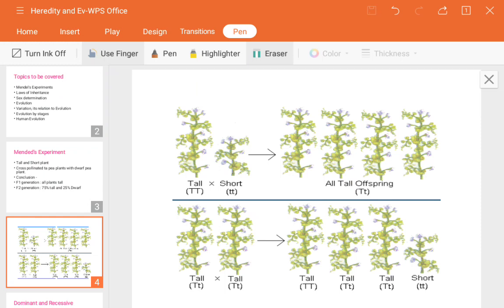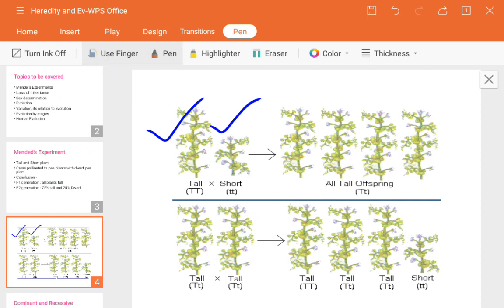So in the first experiment, he chose one tall pea plant and another one a short one. As I have shown in the image, you can see here: first the tall plant, which is a pea plant, and another one is also a pea plant, but he has chosen the shorter one. The tall is indicated by capital T T, and the short one, which is nothing but the dwarf plant, is indicated by small t t.